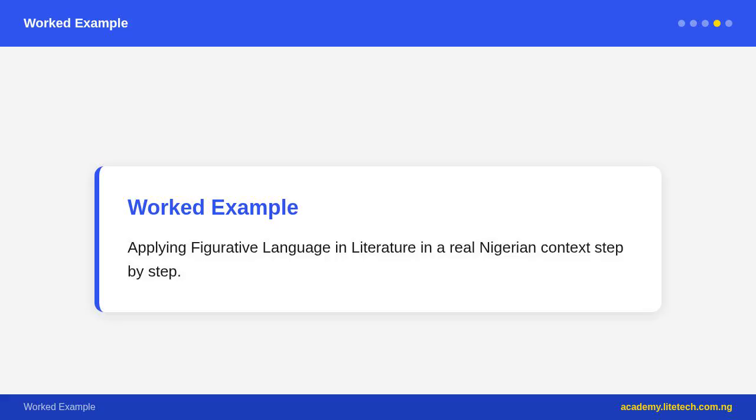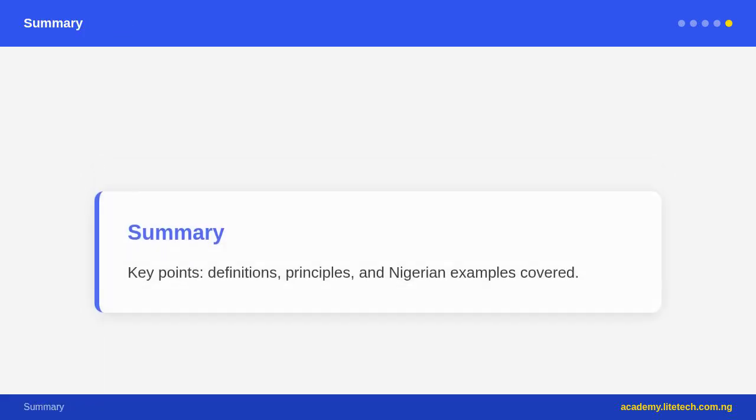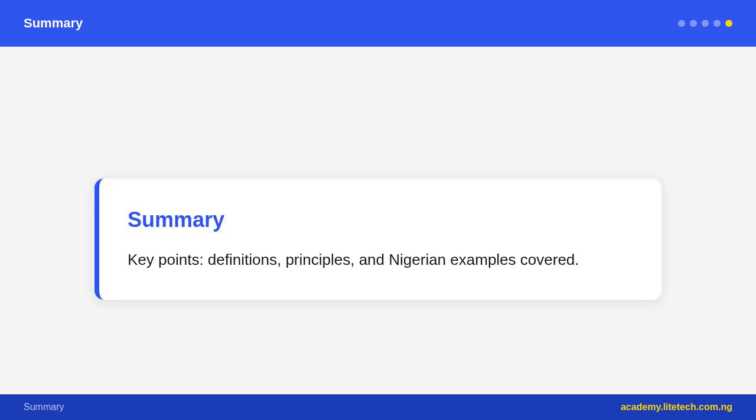11. Imagery. Language that appeals to the reader's senses, sight, sound, smell, taste, touch, to create vivid mental pictures. Types. Visual imagery. Sight. The Eko Atlantic city gleamed like a silver mirage rising from the Lagos Bight of Benin. Auditory imagery. Sound. The dundun drum spoke to the crowd in rhythms only the initiated could fully understand.